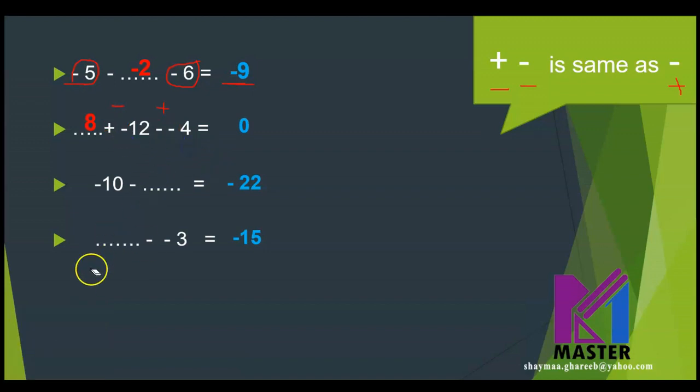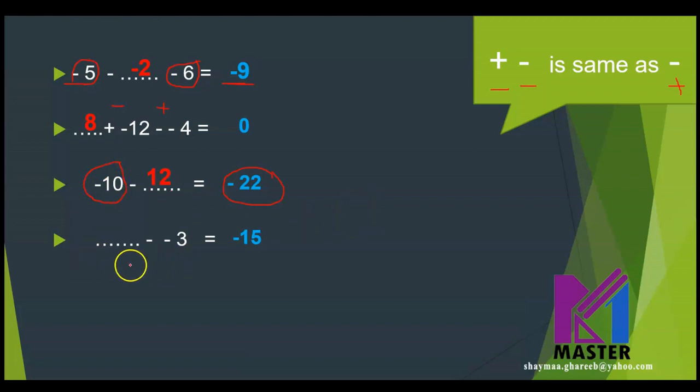Let's erase this. Negative 10 minus what number gives negative 22? So we can find what number, when you subtract it from the negative 10, it gives you negative 22. So how many steps you need to go backward to reach number negative 22? Of course, it is number 12. So negative 10 minus 12, which is the difference between the negative 22 and negative 10.